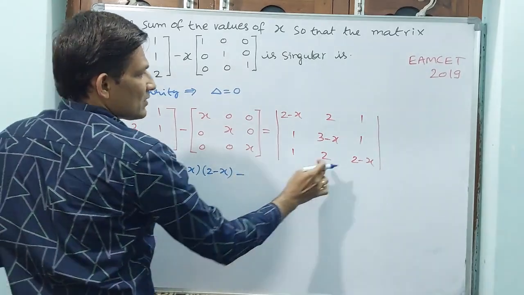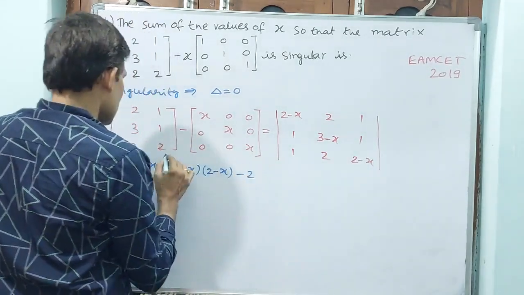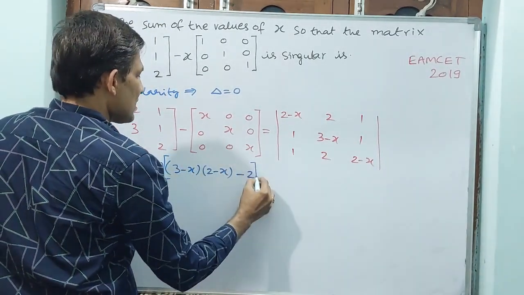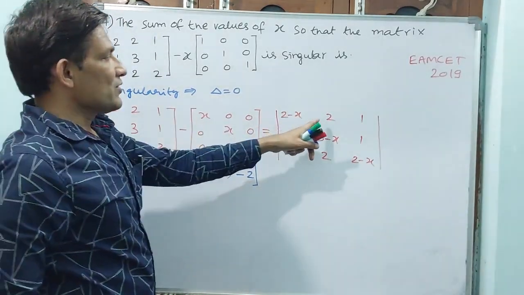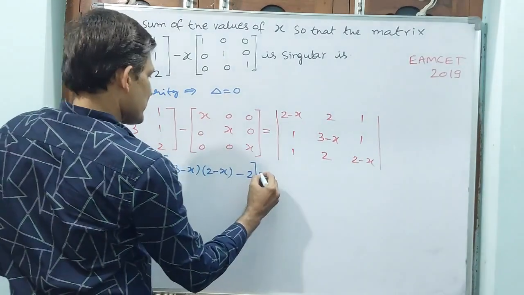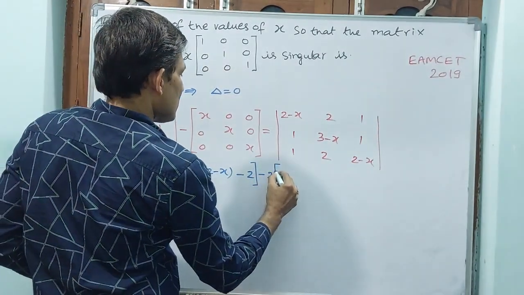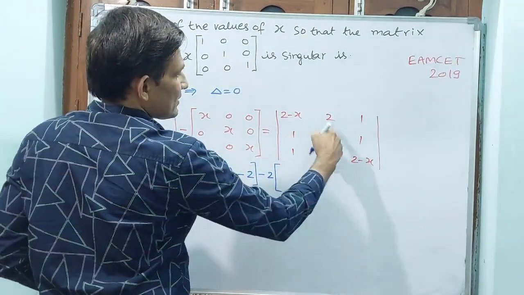Okay, minus 2. But this should be under bracket. You see, I have not written plus again. Shall I write plus? Why? Because the first one is plus. Next you take 2, minus 2. Okay, minus 2. You close this.